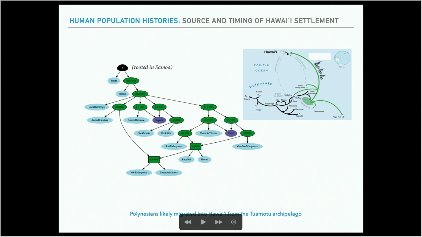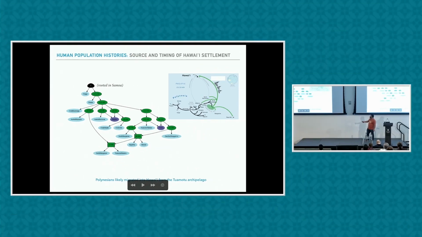So our model here is that humans in Polynesia expanded out of Samoa. They eventually reached the Tuamotus. This is the archipelago, and then from there, the migration into Hawaii happened. And this Native American admixture, where we have a line missing here, actually occurred in the Tuamotus before the humans actually reached Hawaii.